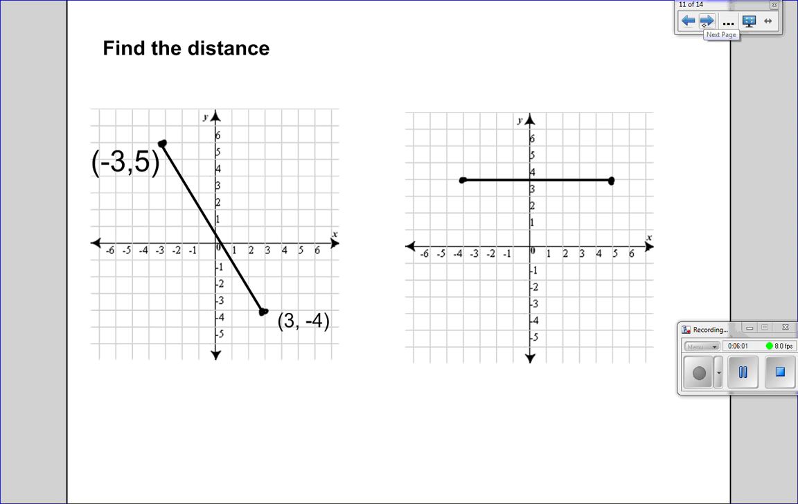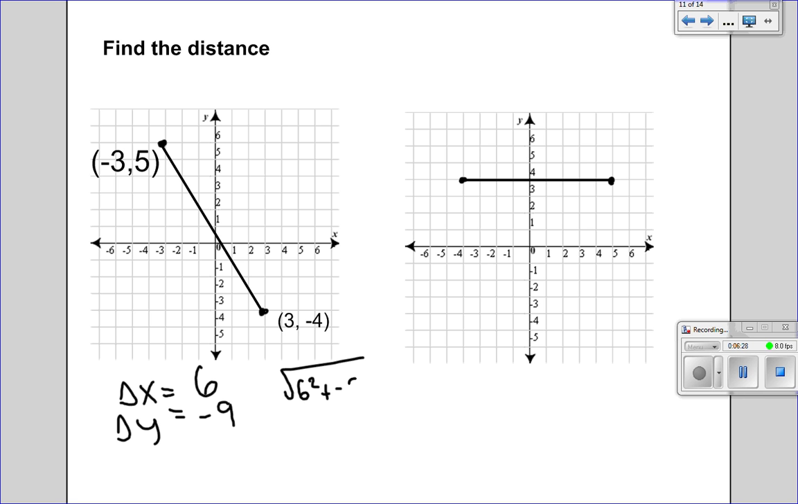Finally, these will be the last ones we do. You get 2 points for each segment. So your delta x from -3 to +3 is 6, because it takes 6 to get from -3 to 3. And from 5 to -4, 5 to 0 is 5, and then you go 4 more, so -9. So I'll just plug them in.